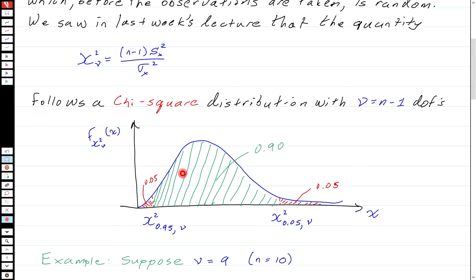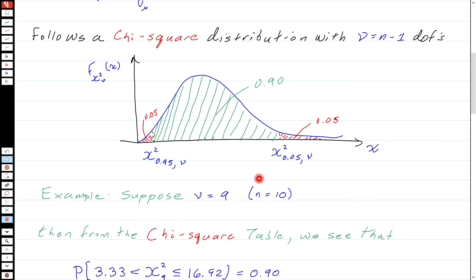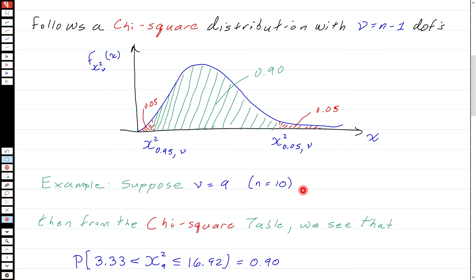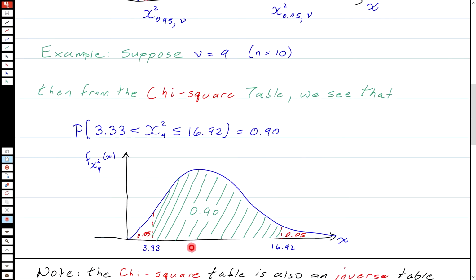Okay? And that 0.9 is going to lead to something we call confidence intervals. Confidence intervals being the distance from here to here, and those are standardized differences, so distances. So we'll have to turn it back into a distance in terms of the variable x itself. Okay, so let's suppose that the number of degrees of freedom is 9, so that the number of terms in our sum is 10. Then from the chi-squared table, we see that the probability that chi-squared 9 lies between 3.33 and 16.92 is 0.9. And we can see that 3.33 is here, 16.92 is here.